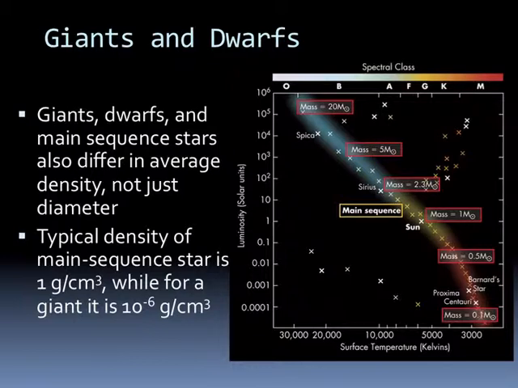Giants, dwarfs, and main sequence stars also differ in average density, not just diameter. Typical density of main sequence stars is about 1 gram per cubic centimeter, while for a giant, it's 1/1,000,000th less.